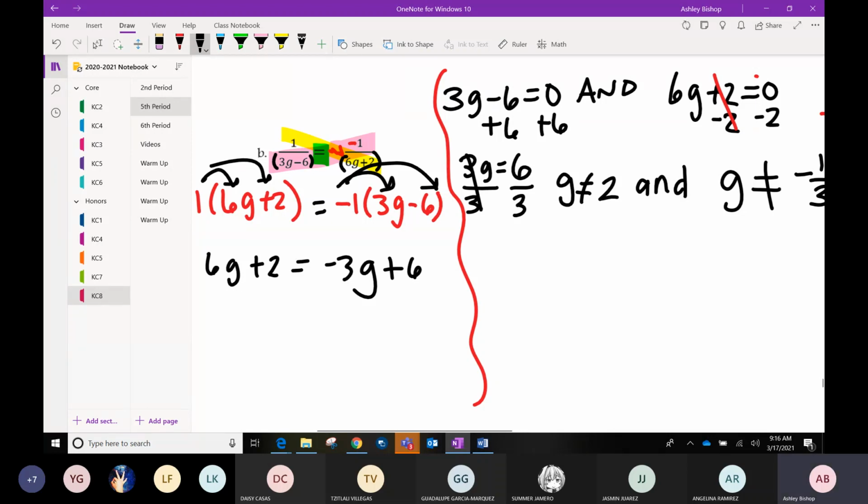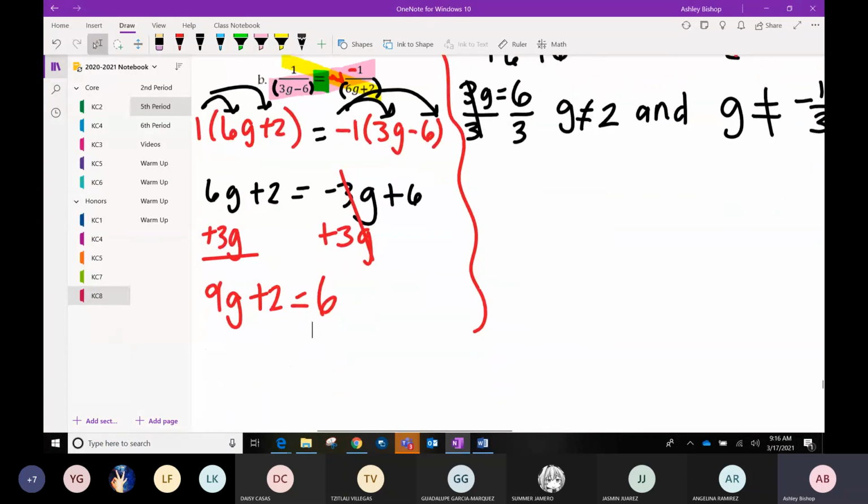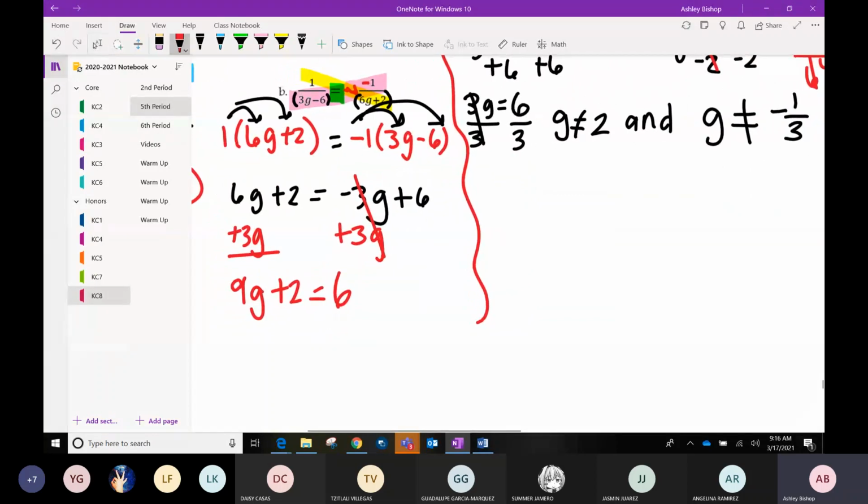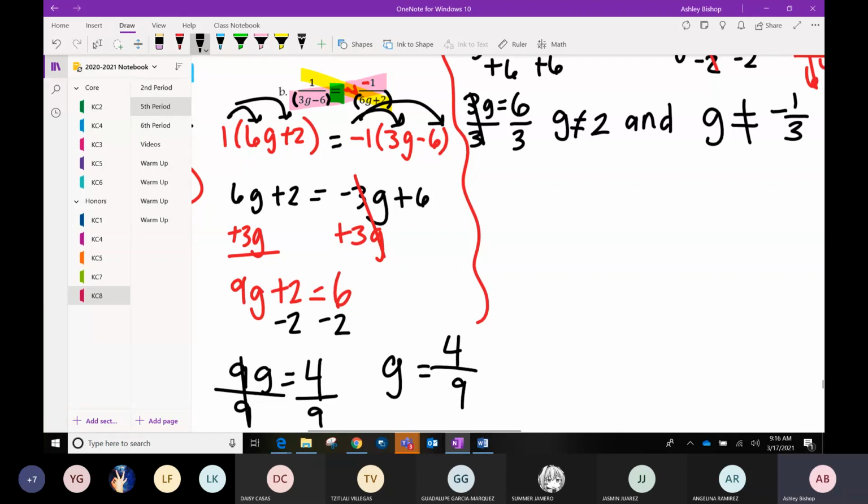Questions so far? I need to get all of my G's on one side, all of my numbers on the other, so I'm going to add 3G to both sides. I have 9G plus 2 is equal to 6. I need to get my numbers on the other side, so I'm going to subtract 2 from both sides. 9G is equal to 4. Got to get G by itself. It's okay to get some not nice numbers. Going to divide both sides by 9. G is equal to 4 over 9, which I'm going to throw in my calculator to make sure it doesn't simplify, which it doesn't.